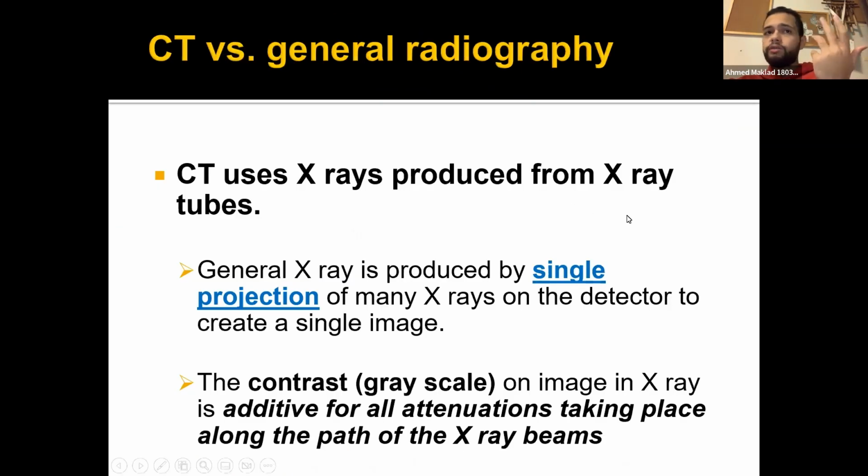CTs use X-rays, same thing I said, right? The only thing is that X-rays will give you a single projection, but a CT will give you multiple projections to give you the 3D image.